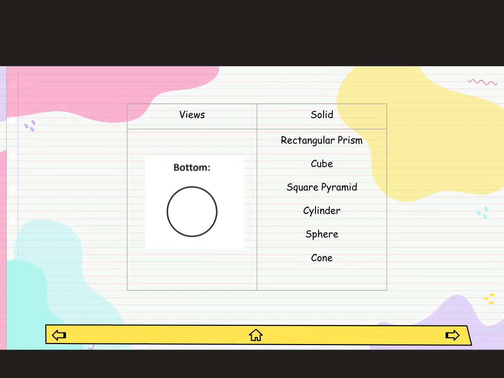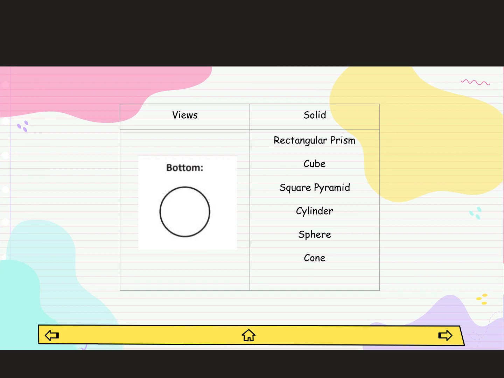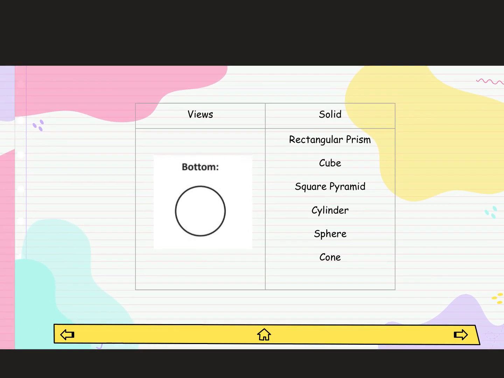Now I want you to try this next one on your own. We have a bottom view, and it is asking which one of these shapes would have a bottom view of a circle. Taking a look here, for a bottom view of a circle, we would have a cylinder, a sphere, and a cone.